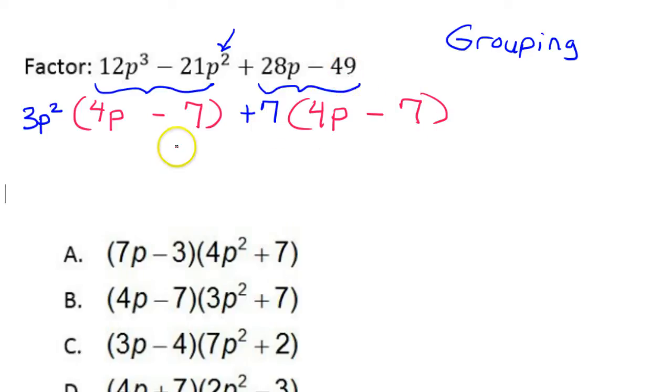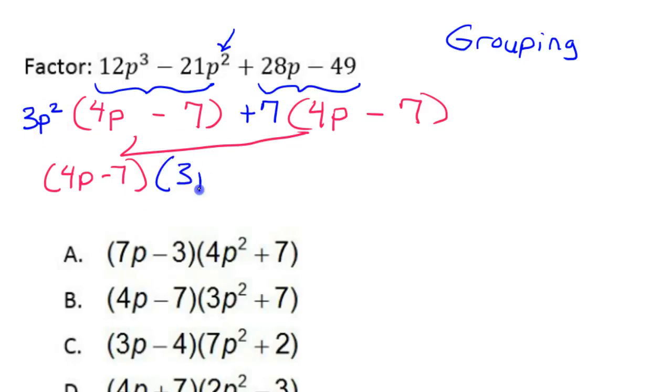So this works out. Now because these parentheses are the same, they are a common factor. So I will pull out the common factor of 4p minus 7, put it in the front. Notice even though there were two of them, it will not be squared. I am undistributing the 4p minus 7. So there will just be one of them. Do not put squared. Now that's going to leave behind the blue part, which is 3p squared plus 7. And that's going to be the final answer.